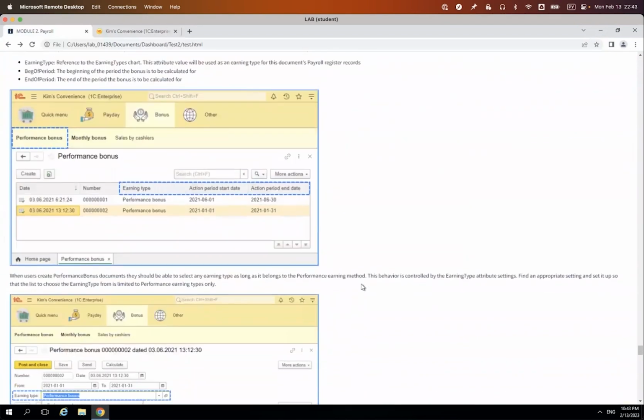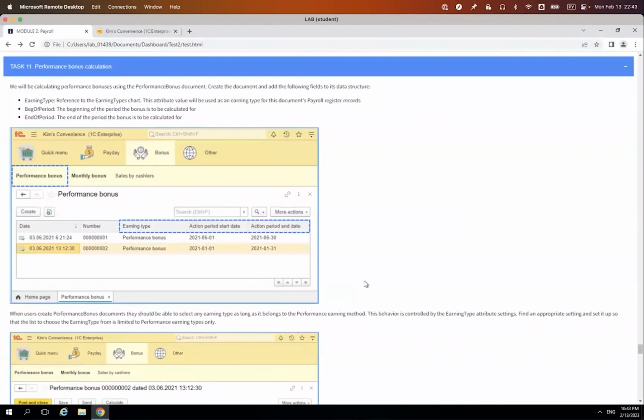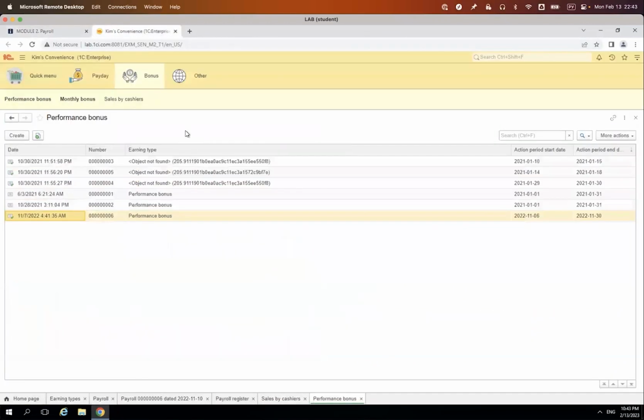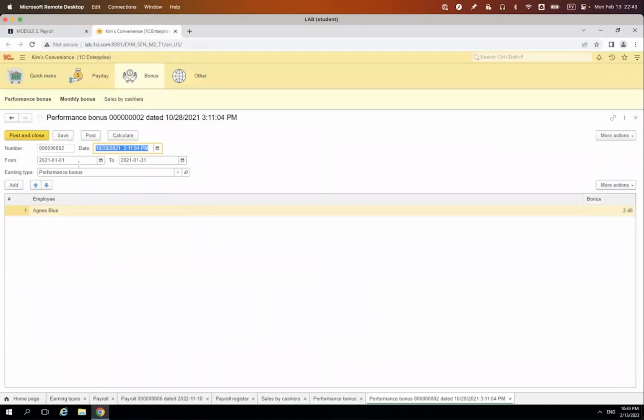And then you need to calculate the performance bonus. So you need, again, another document that is called performance bonus. You set up the period of time that you pay this bonus for. And then again, it has a calculate button. So it needs to read this sales by cashier data, and then put it through a formula, and then give the bonus earned by this cashier over this period of time.